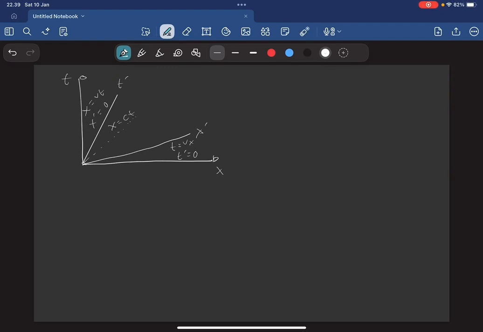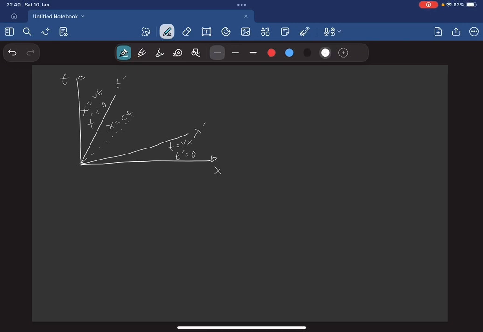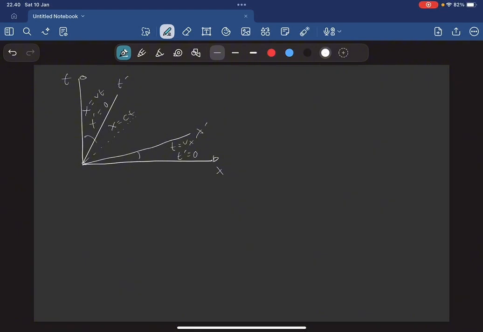They are related by interchanging t and x. Another way to say it is that they each make the same angle with their nearest unprimed axis: the x-axis in the case of t equals vx, and the t-axis in the case of x equals vt. So this one and this one.